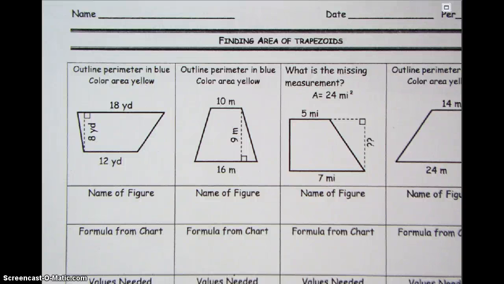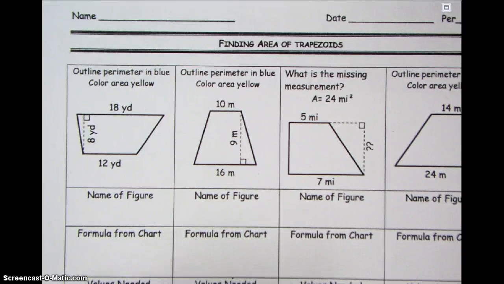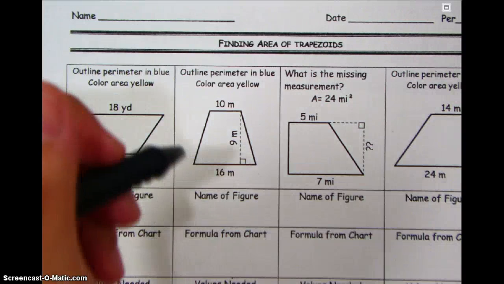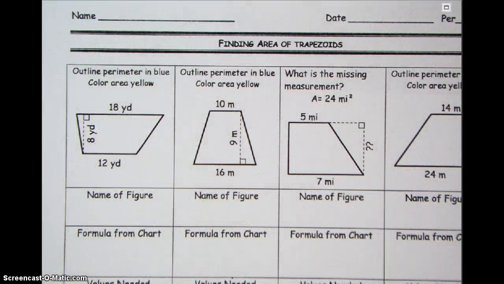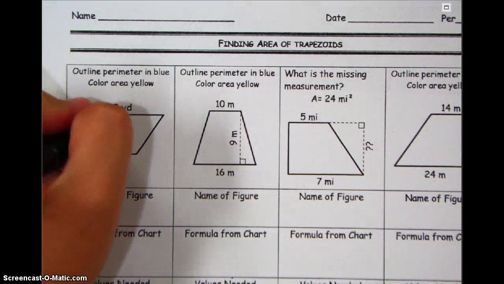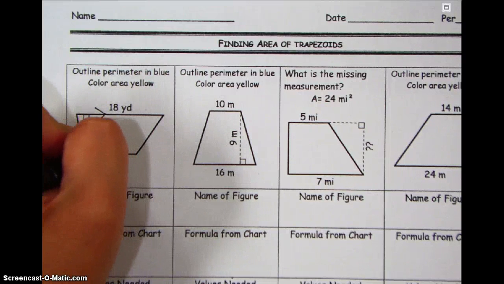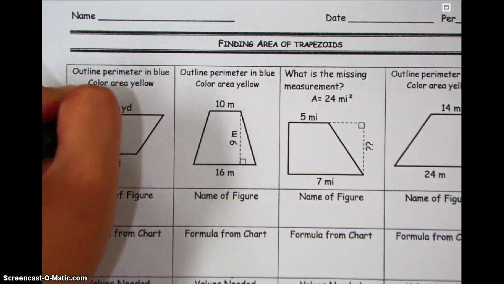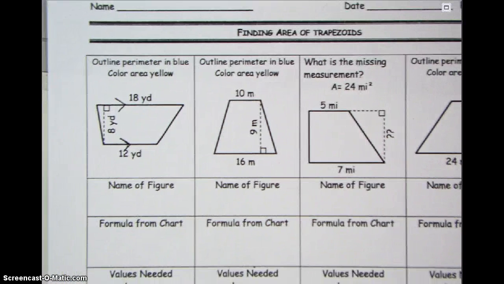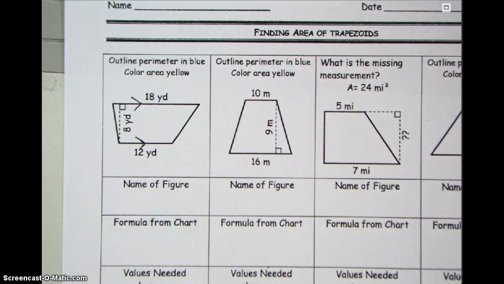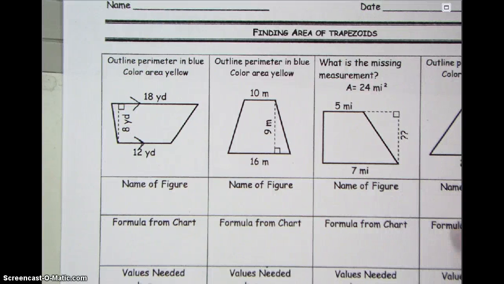Okay, today we're going to be talking about finding the area of trapezoids. First thing to remember, trapezoids are special because they have only one set of parallel lines. And these two parallel lines are the ones that I'm drawing arrows on. Something to help you out with trapezoids is that the parallel lines are always your bases of the trapezoids.